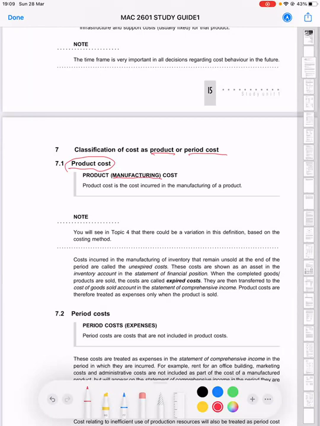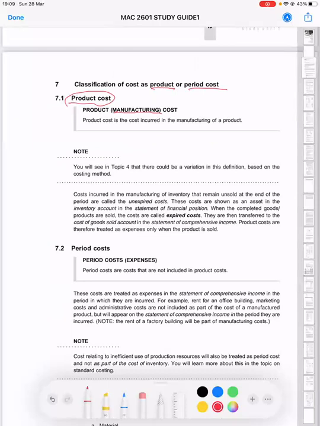And as for our period cost, these are costs or expenses that are not included in the product cost. A good example could be a salary for the CEO, salary for the receptionist, marketing costs. Those are what? Those are period costs. They are not included in determining the cost of a product.